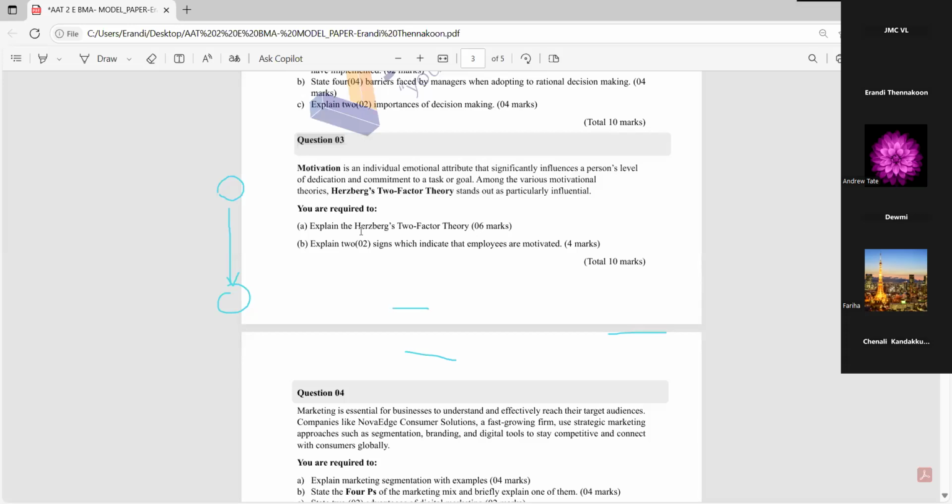Explain Herzberg two-factor theory. You have to mention what the hygiene factors are, what you mean by hygiene factor, and examples for hygiene factors, and then the motivator factors. What do you mean by motivator factors? If you can provide a common example for them, you can provide it. So you have to explain Herzberg two-factor theory there, and explain two signs which indicate employees are motivated.